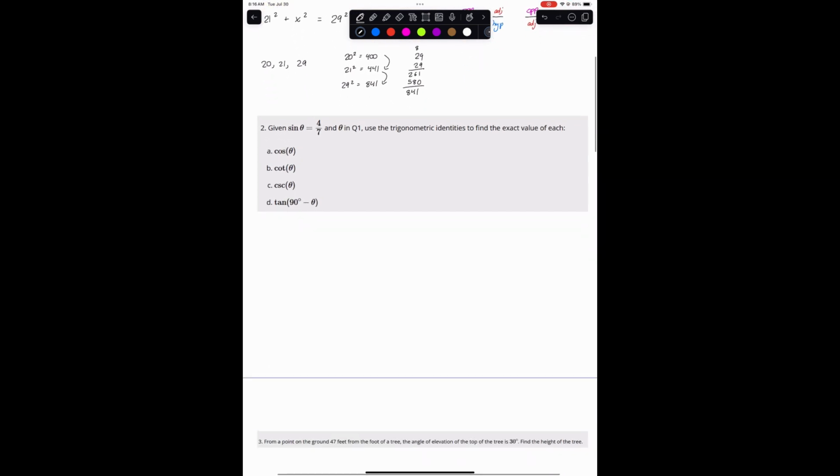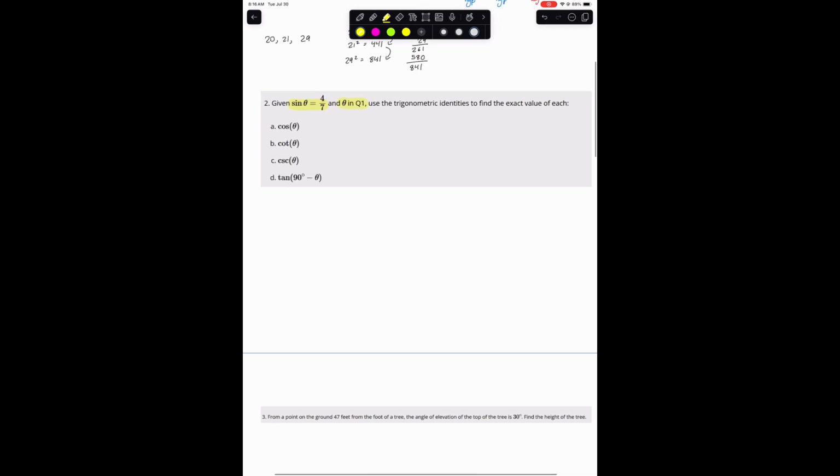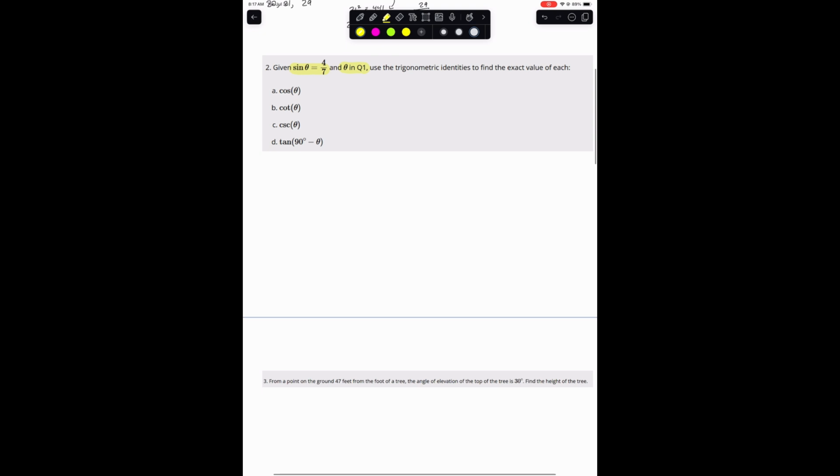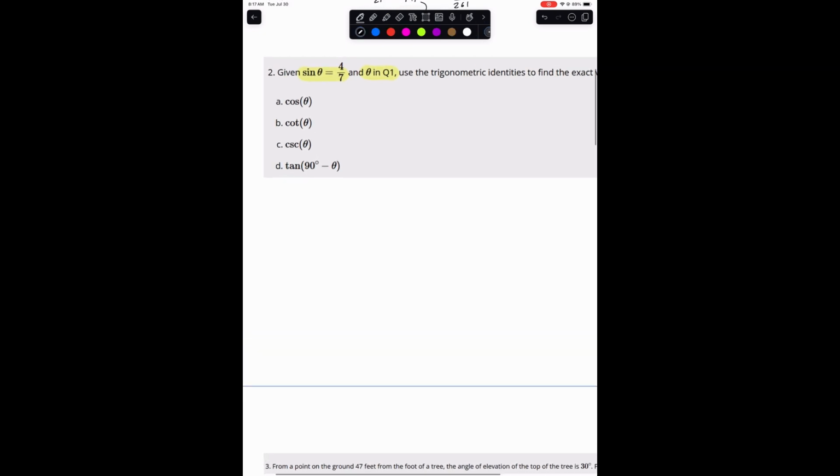Okay, so for question 2, we're given a value for sine, and we're told it's in quadrant 1, and we need to find the following identities, like evaluate the functions, okay? So we need cosine, cotangent, cosecant, and tangent of the complementary angle.